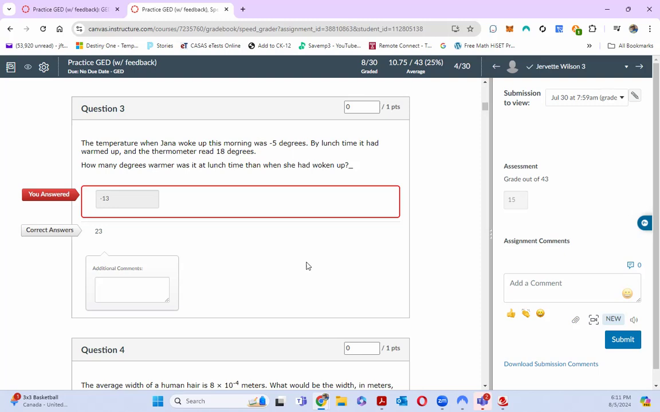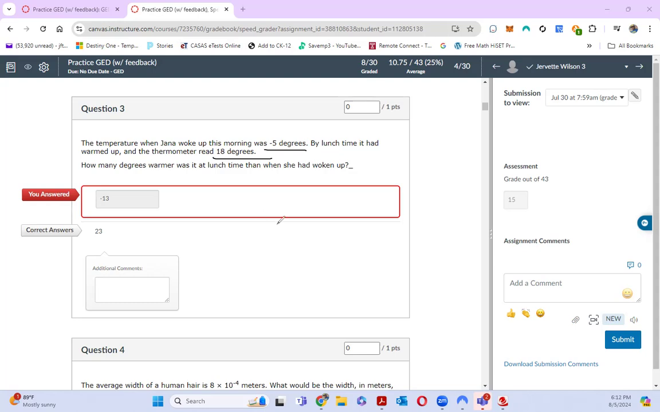If you talk about warmer, let's just think common sense. If I go from 50 to 70, it's warmer. So that means I need to be going up. How come my answer would be negative? It can't be warmer by -13 degrees. So right away, you know that's not the answer. But this is what people do. They say, oh my God, 18 and 5. Oh, 18 minus 5 is 13. Or -5 minus 18, or minus 18 plus 5 is -13.